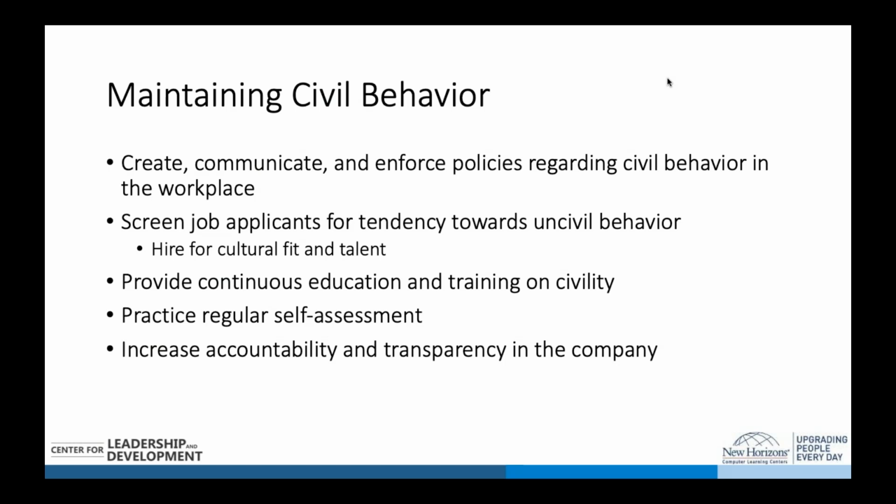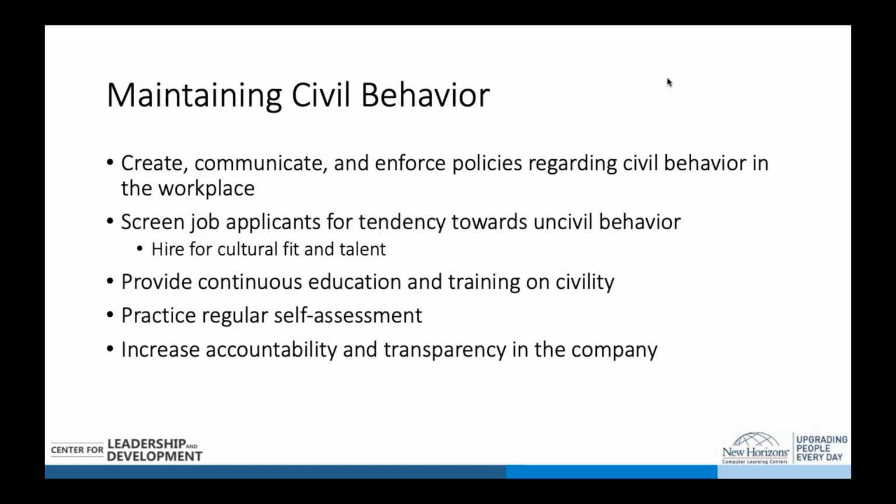Maintaining civil behavior is also about continuous education, and it's also about formal training on civility. How do we train people to be civil? What does it actually mean? How do you train people to deal with difficult conversations with coworkers? How do you train people to deal with situations where a boundary has been crossed?